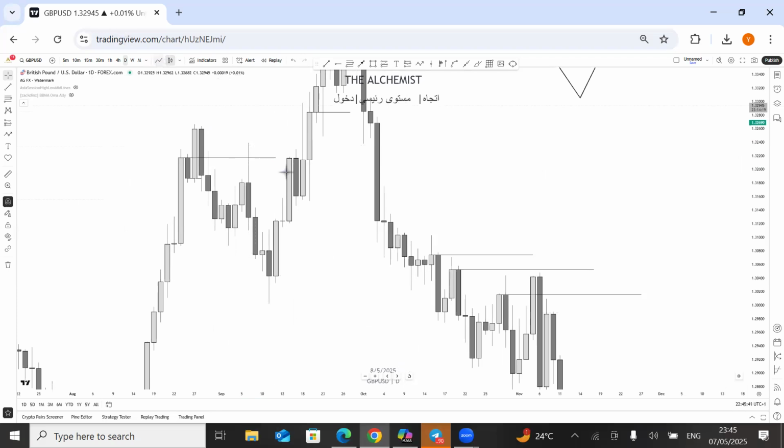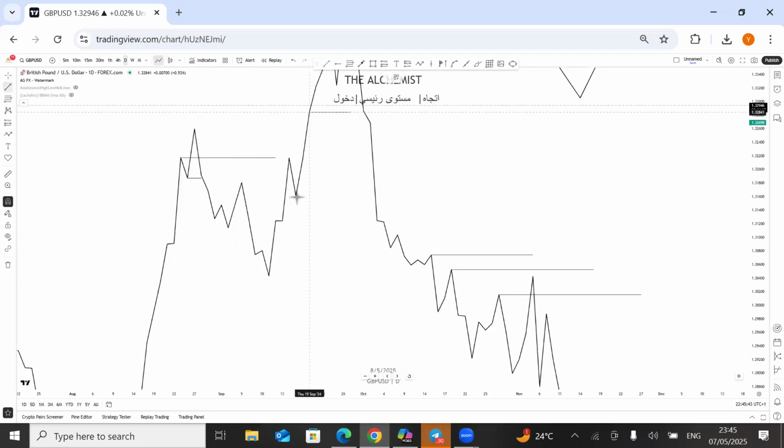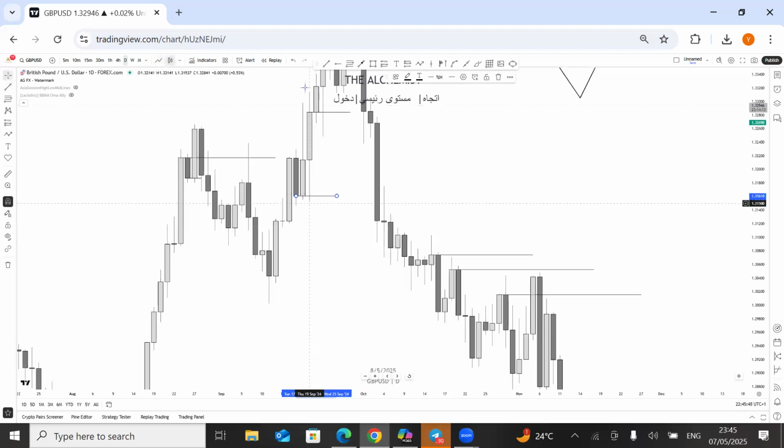Then here we have a V shape. Here's a V shape key level. What happened? Price came back to this V shape level, tapped here, and we had to move to the upside. Can you see how it works?